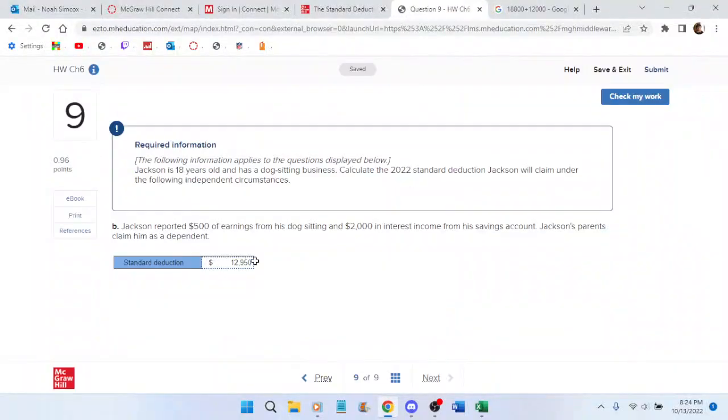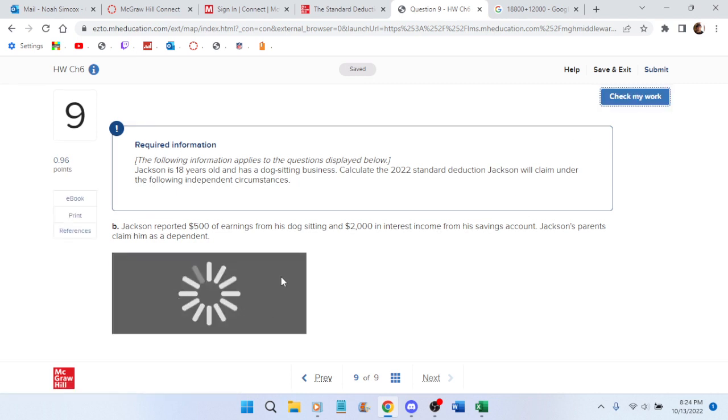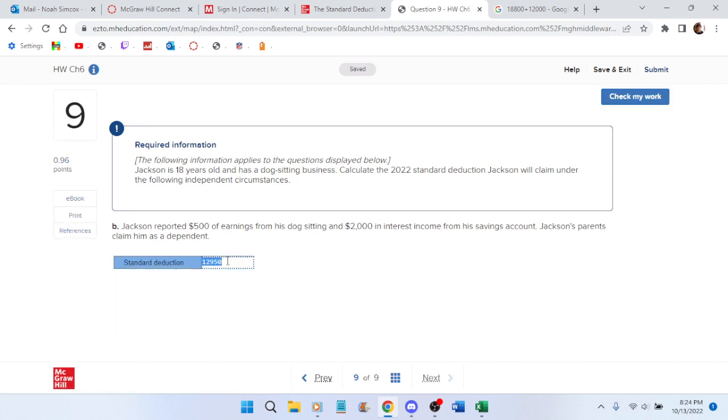I'm just going to put 12,950 and see what happens. This is such crap. Why does it say standard deduction? That is such a poor choice of wording. Are you kidding me? What is that? He's claimed as a dependent. What? Hello?